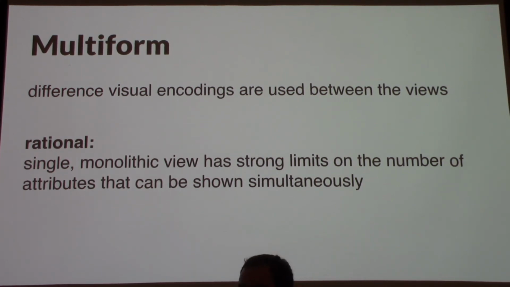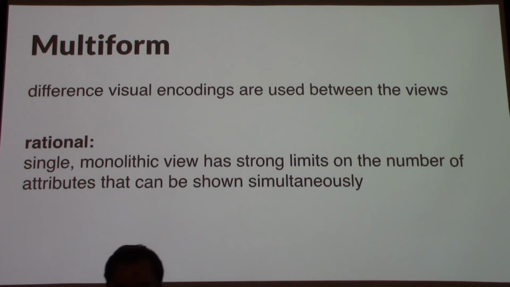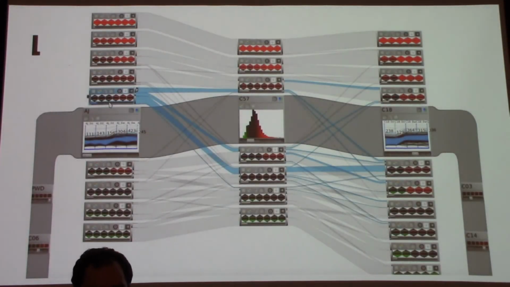Multiform is when we use different visual encodings between the two views, and I gave you one example here where these are subsets of a view, but you could simply choose, with these buttons here, to switch between those views. These here are very highly aggregated views to show you just the average of this cluster. This is a parallel coordinate plot that shows you all the data.